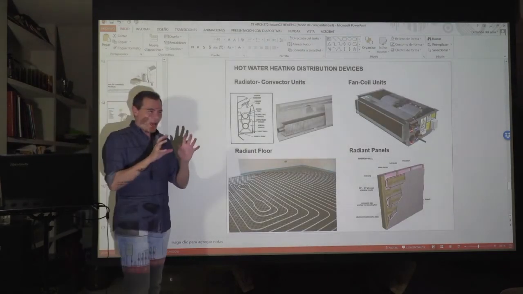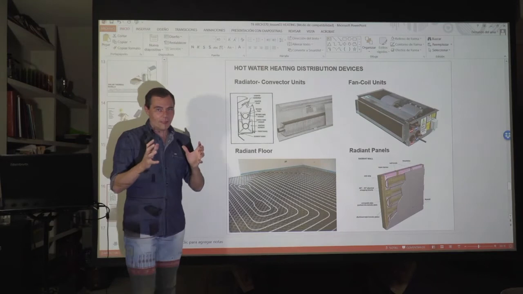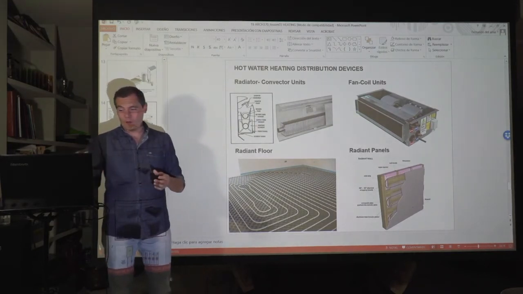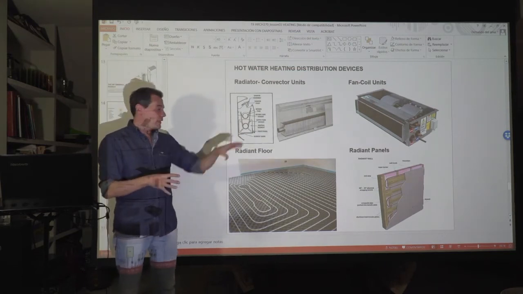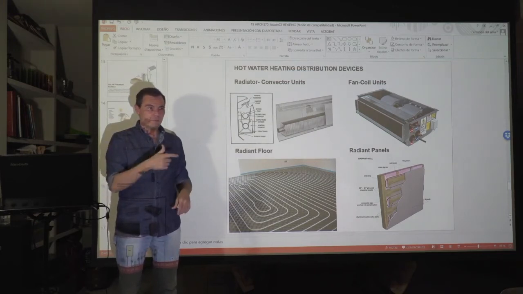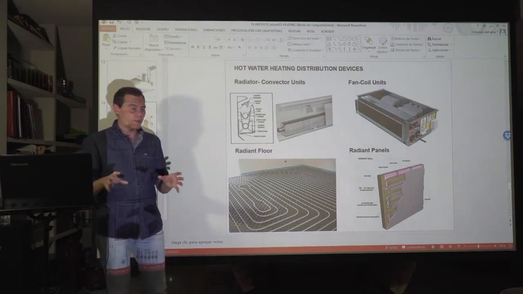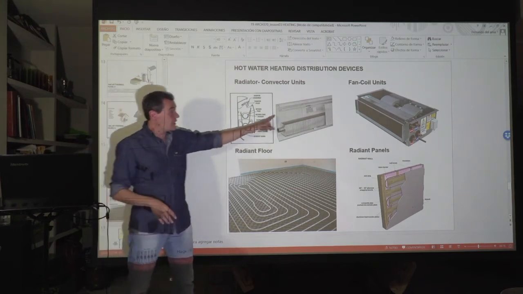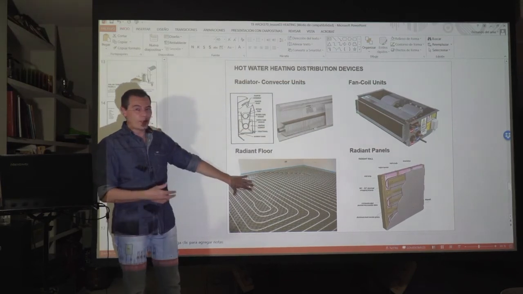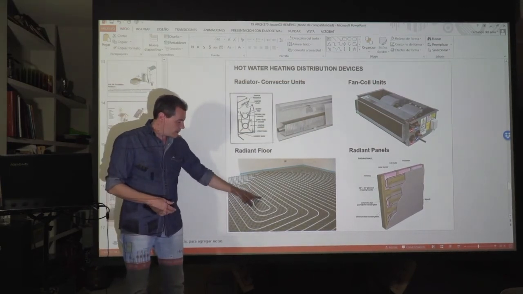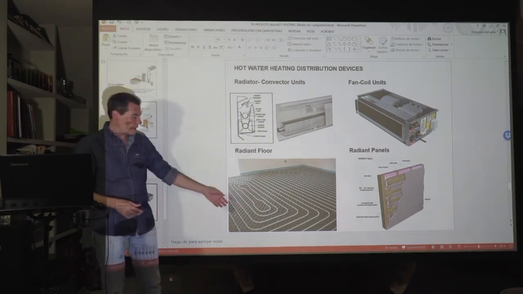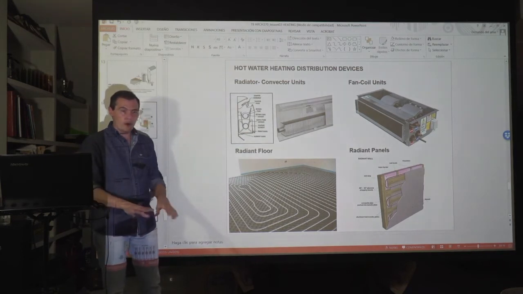Okay, so we have to differentiate between the energy production and the heating distribution devices. So those are heating distribution devices. With these, we can use gas boilers, pellet boilers, or solar collectors, and then we can have radiators. We all know radiators. We all know what a radiant floor is: we have pipes circulating hot water, and then we have tiles or flooring, whatever, but we have a warm floor.